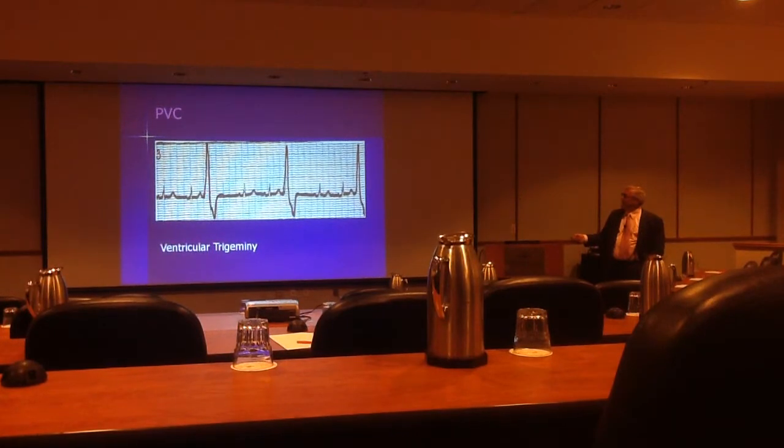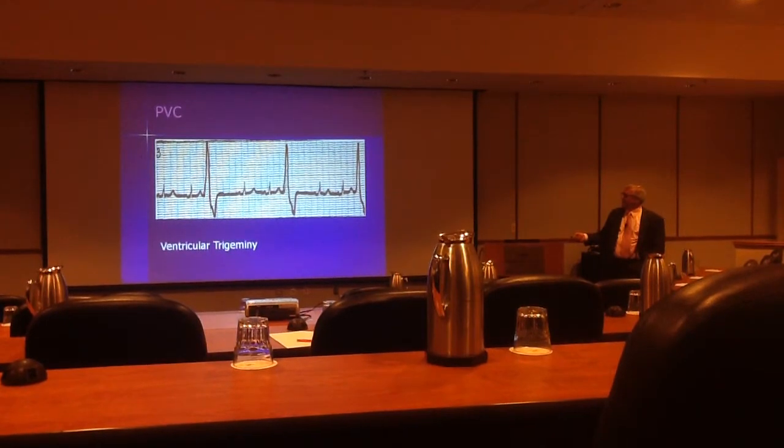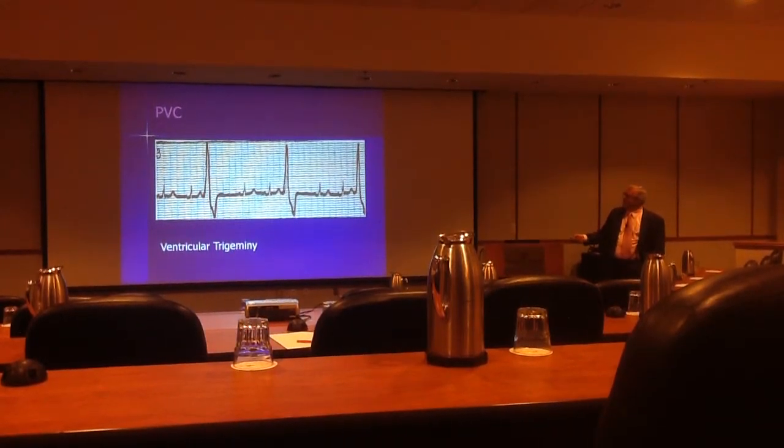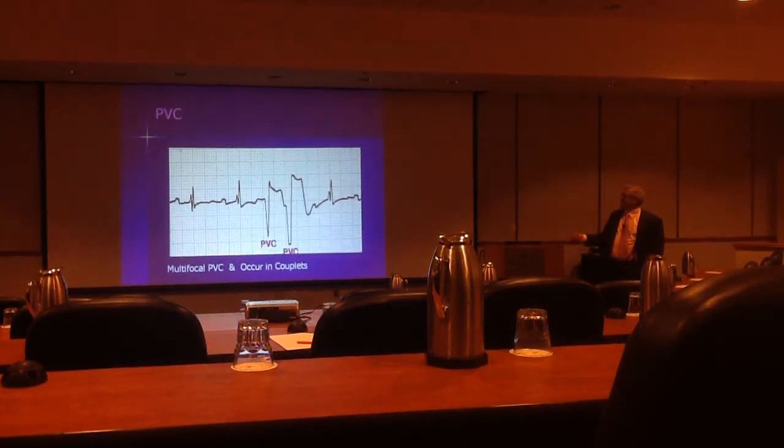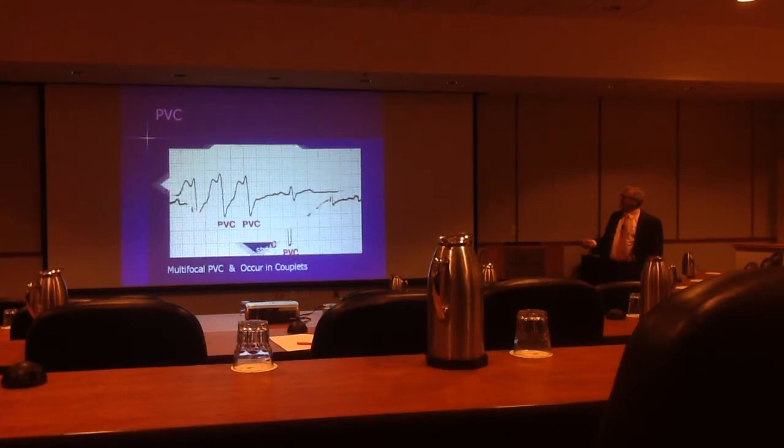Again, a premature beat, it occurs earlier than it should. You don't see a P wave because it's hidden inside here. There's a wide QRS complex. The major deflection is always 180 degrees opposite to the STT wave. This is two PVCs occurring in a row.